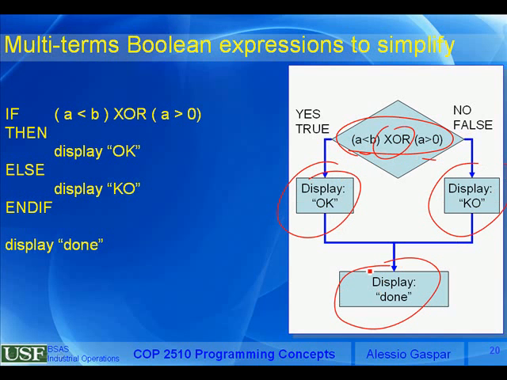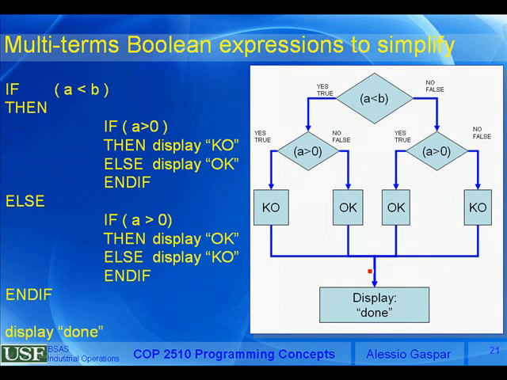I can trade off the complexity of this Boolean expression by introducing nested conditional statements. And you see that this is by far the most complicated we dealt with so far. We have 3 different conditionals nested into one another. This is one conditional nested in the then part of this conditional here, and another conditional nested in the else part of the main conditional.